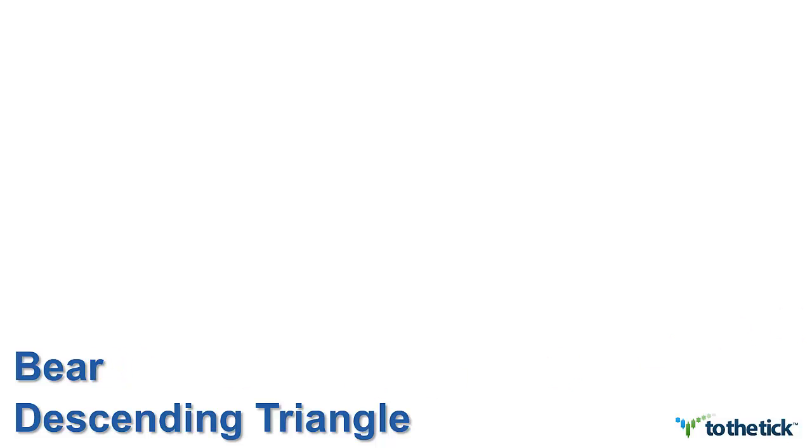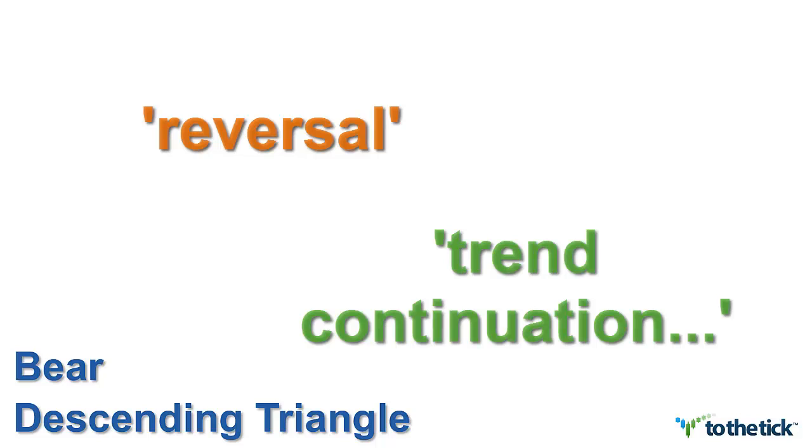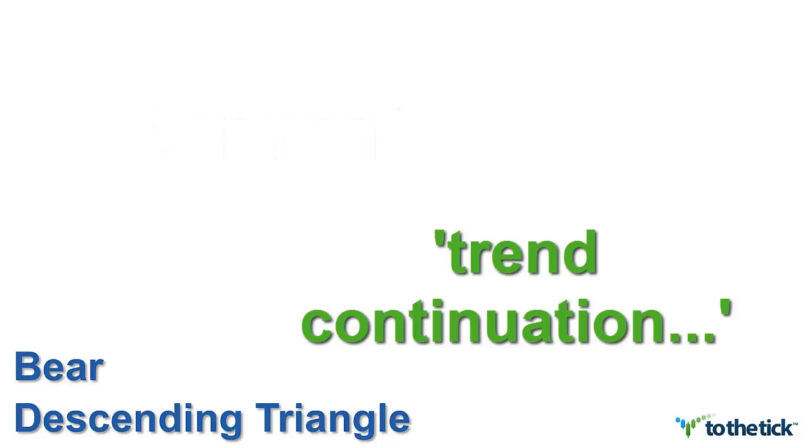Now, descending triangles can be seen in two main areas within market structure: trend continuation, either bearish or bullish, and as a reversal. Today we're going to focus on recognizing the descending triangle itself, what does it look like, and then how to trade the bearish trend continuation setup.